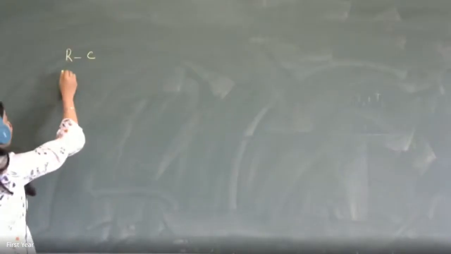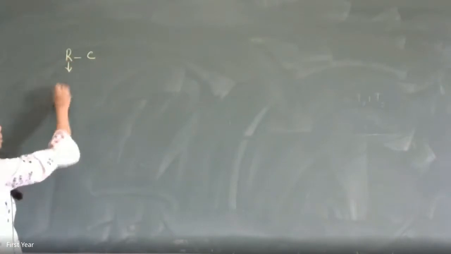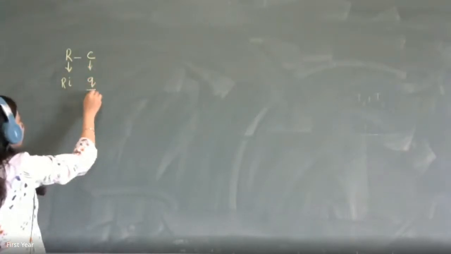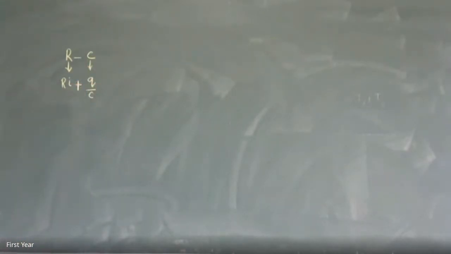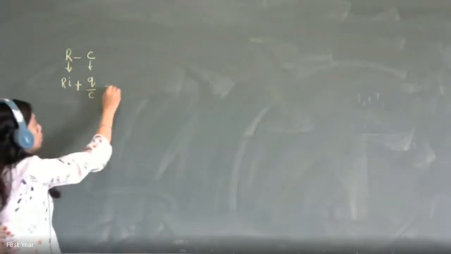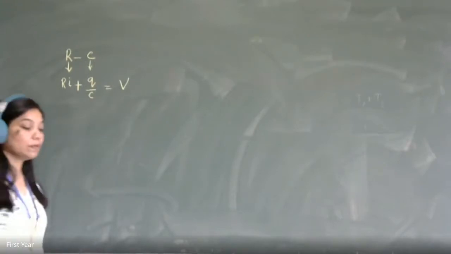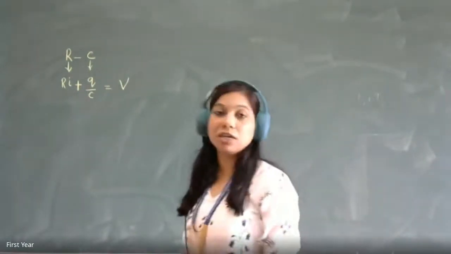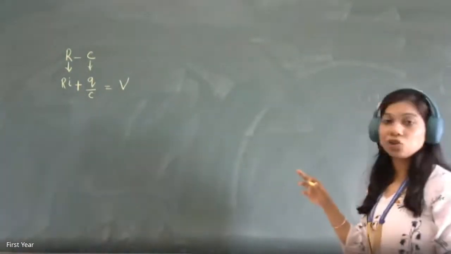Yesterday we saw the voltage across a resistance by Ohm's law. It is Ri. And the voltage across a capacitance is Q by C. Kirchhoff's law says that the voltages across all the elements in the circuit equal the total voltage V. So Ri plus Q by C is equal to V is the equation. Is this clear to everyone?